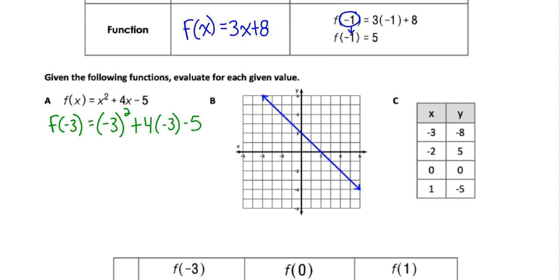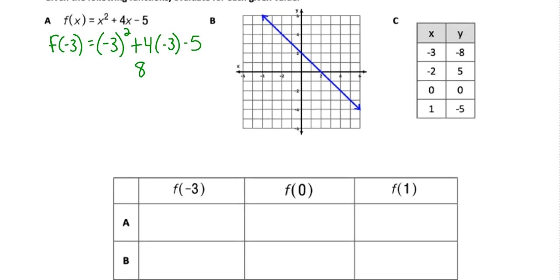When I simplify that, I get... So when I plugged in -3, I got out 8. Oh, that should be a -8. Sorry, -8. It's -3 minus 5.